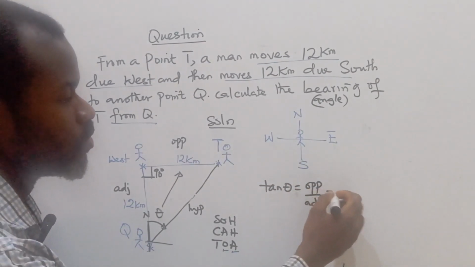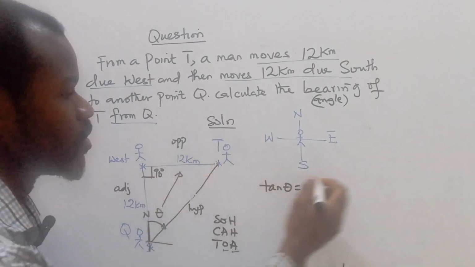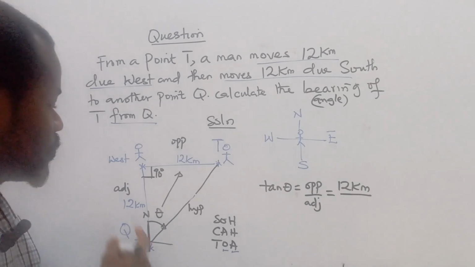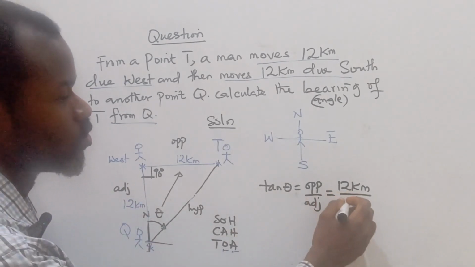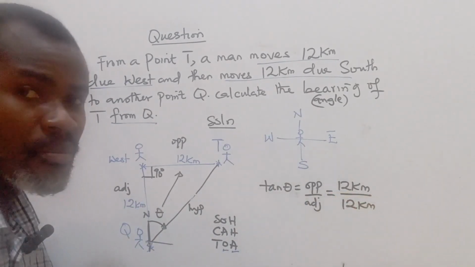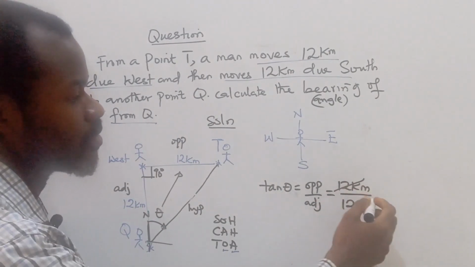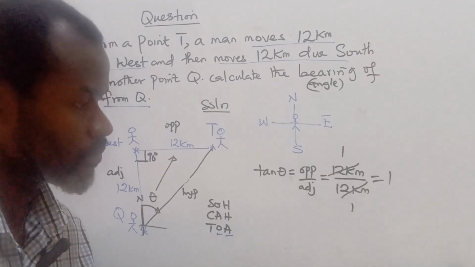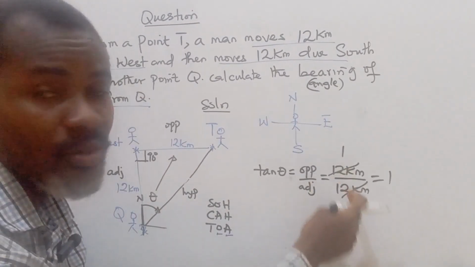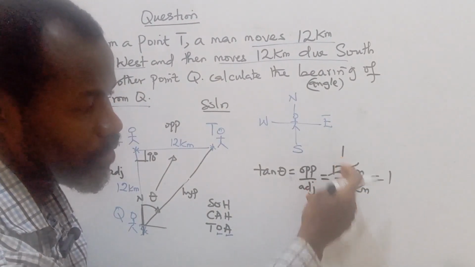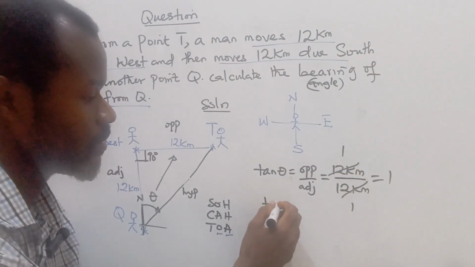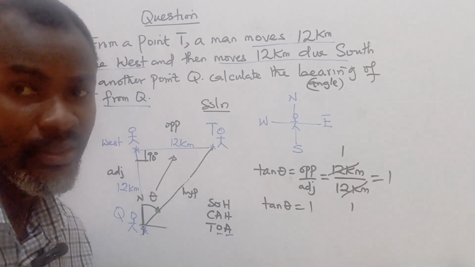Our opposite is 12 kilometers, divided by our adjacent, which is also 12 kilometers. They cancel out, so 1 divided by 1 is 1. So what we have is tan theta is equal to 1.